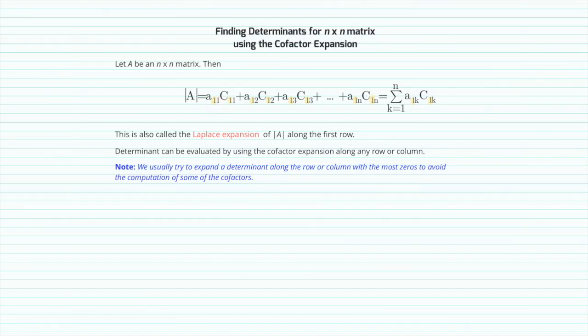The determinant can be evaluated by using cofactor expansion along any row or column. But usually we will choose the one with the most zeros to avoid the computation of some of the cofactors. Of course, to better understand the cofactor expansion, we will go through an example. We try to find the determinant of the following 3 by 3 matrix by expanding along the first row.